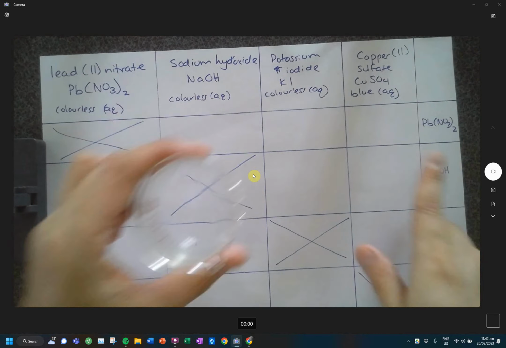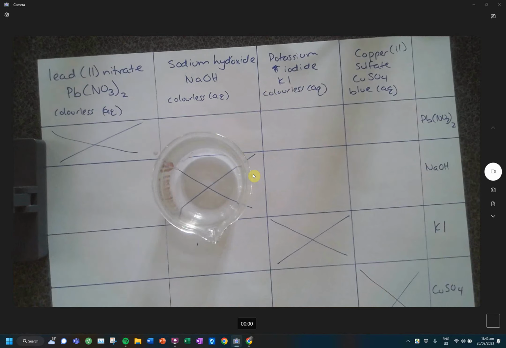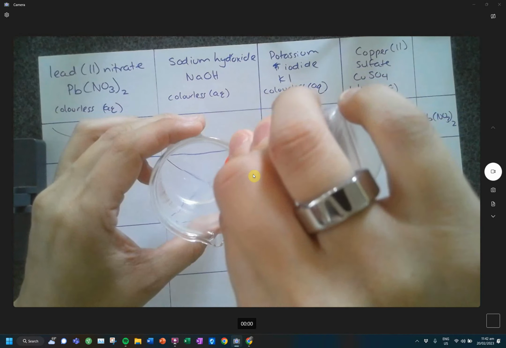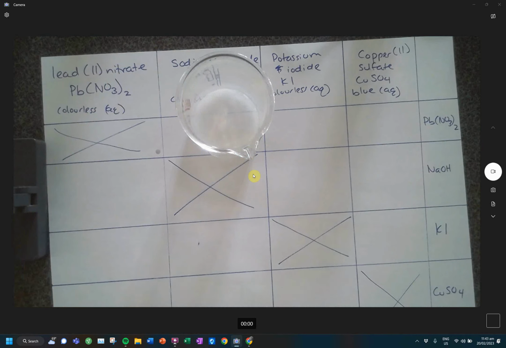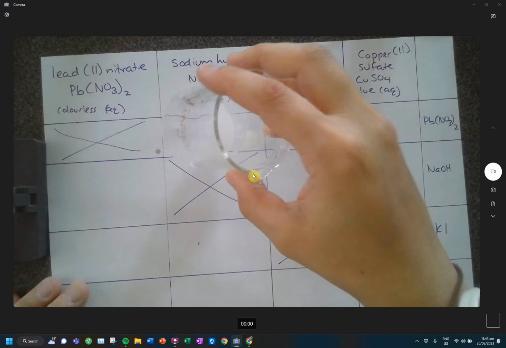And then I see, okay, with the sodium hydroxide, I want to add lead nitrate. So here's my lead nitrate. I'm going to add it in. Oh, looks like I need to add quite a bit. There we go. I don't know if you guys can see it easily. I'll hold it up, but we see that it's kind of white and cloudy now. Yeah? So that tells me a precipitate has formed.